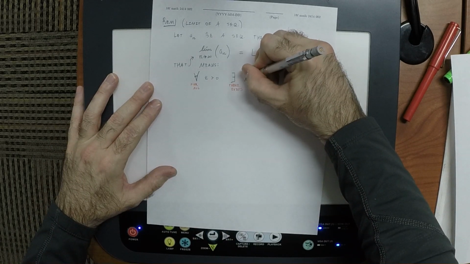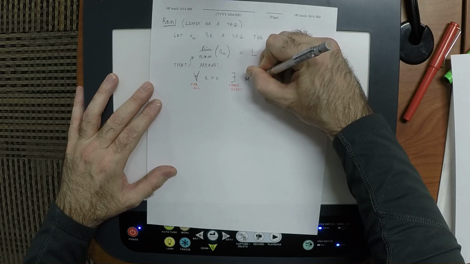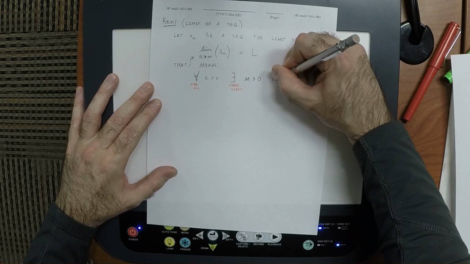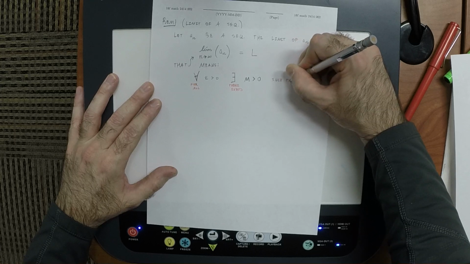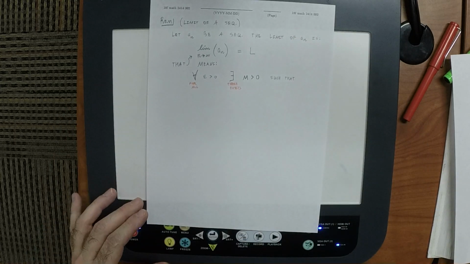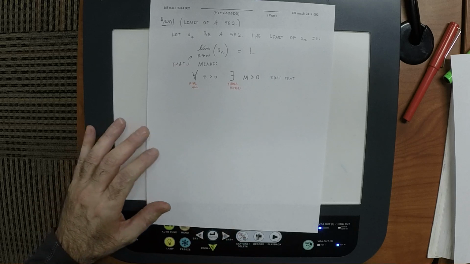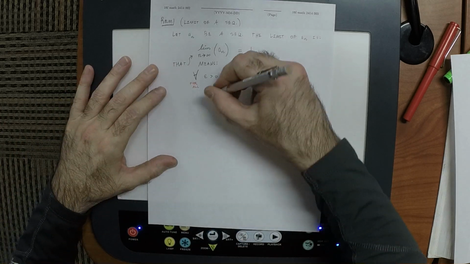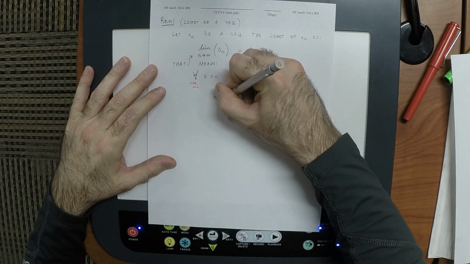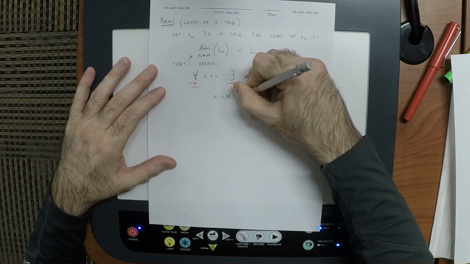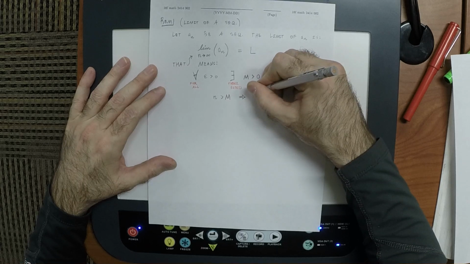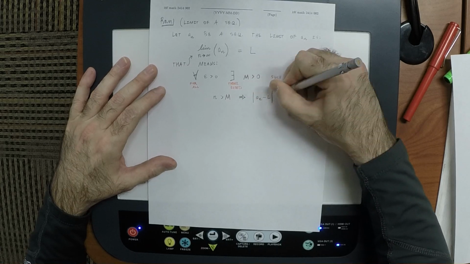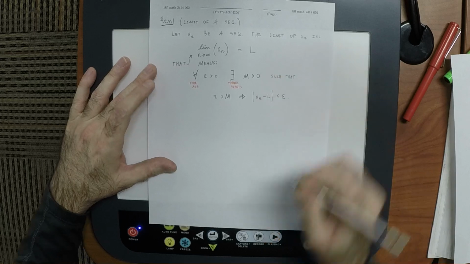m greater than 0, such that. There's a symbol that means "such that," but I'm trying to have mercy on you, so I'm just going to write "such that." Such that n more than m implies the difference between a_n and L is less than epsilon.